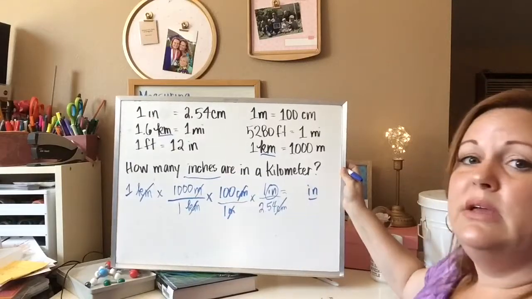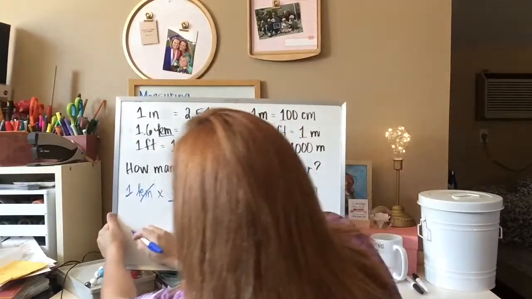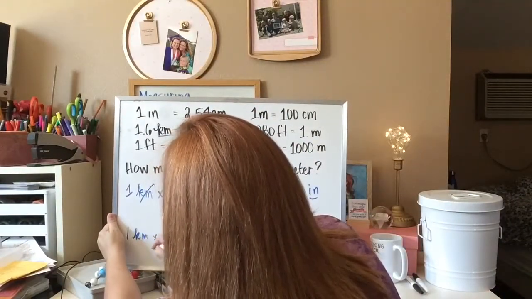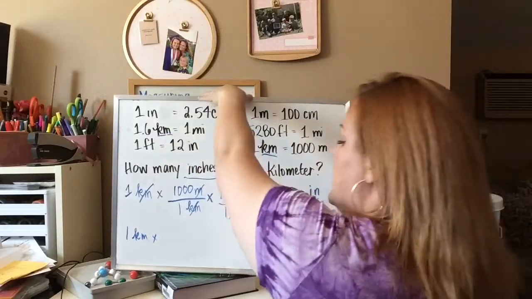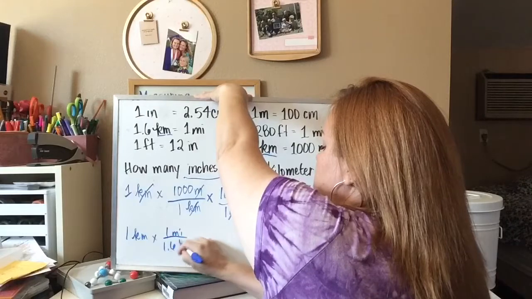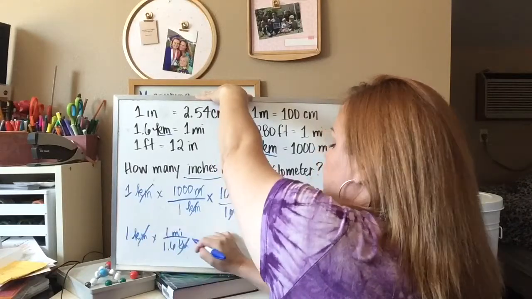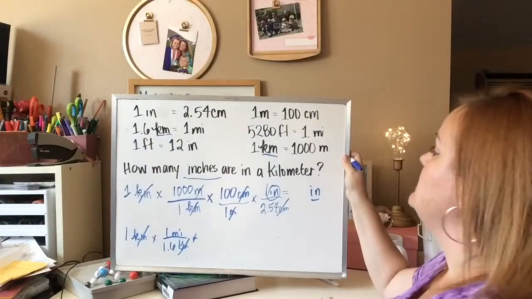What is the other way we could have done this, just setting it up with conversion factors? Well, instead I could have started with my 1 kilometer, and if instead of going straight to meters I converted to miles, I could have said 1 mile over 1.6 kilometers. Kilometers cancel. Then I have miles. I'm still trying to get to inches though.